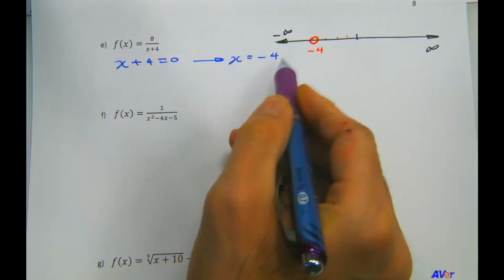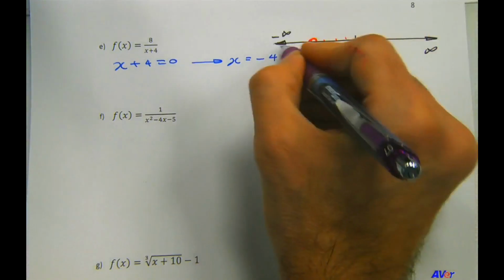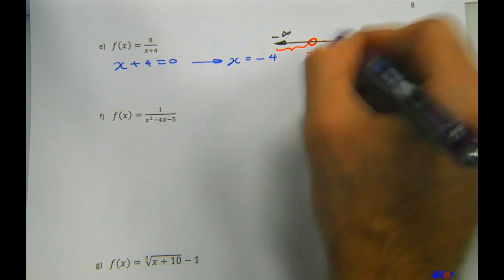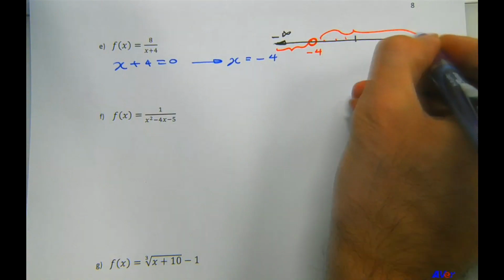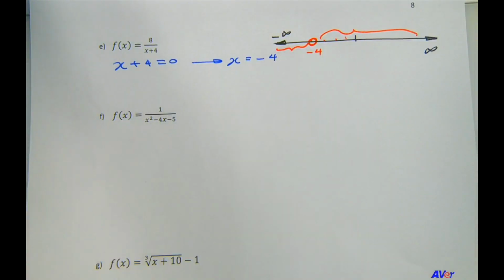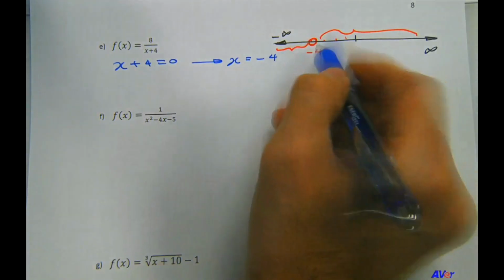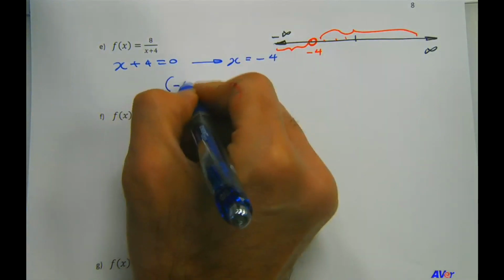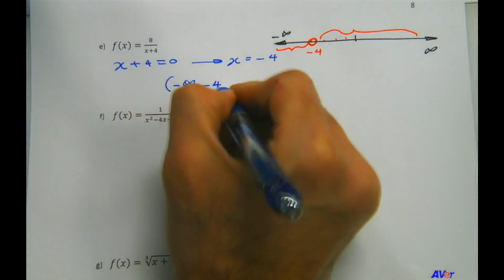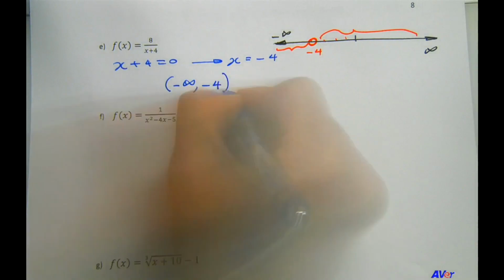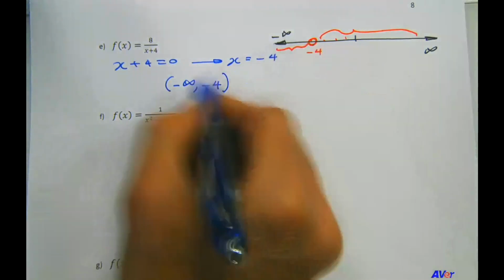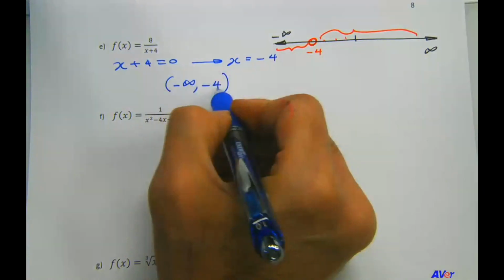So what is the domain then if it cannot take negative 4? Well, it can take these values, and it can take these values. So let's write down the interval notation for each piece. For this piece, we have negative infinity to negative 4, parenthesis, because negative 4 is not acceptable.